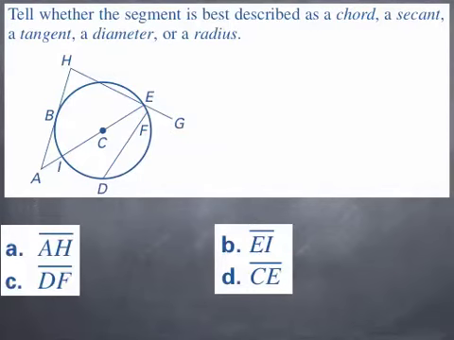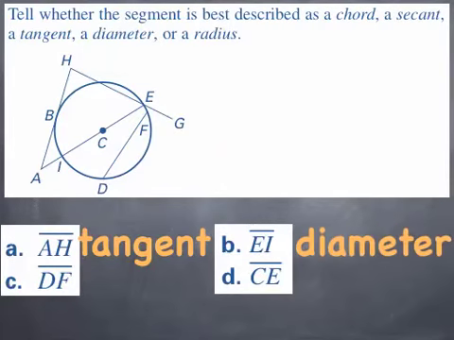A asks us to tell what segment AH would be. AH would be a line that is tangent to my circle. B asks us what EI would be. Segment EI would be the diameter because it goes through the center C of the circle. DF is a segment with 2 endpoints on the circle. It does not go through the center, so it would be considered a chord. And then CE, C is the center of the circle, and E is a point on the circle, so CE would be a radius.